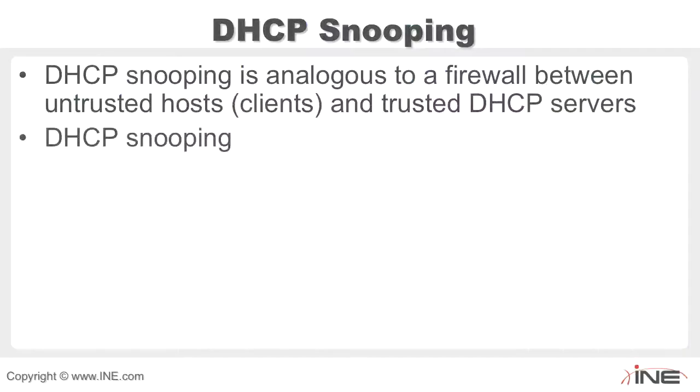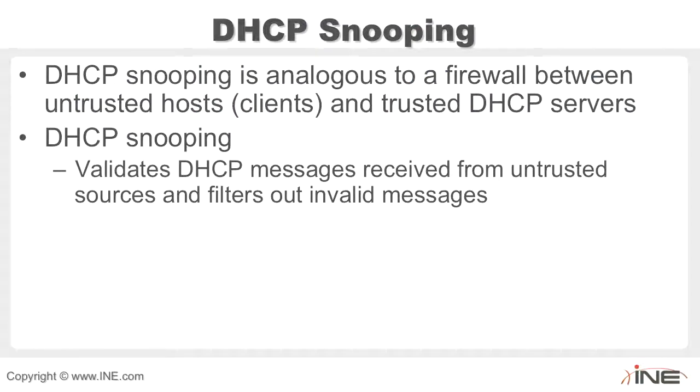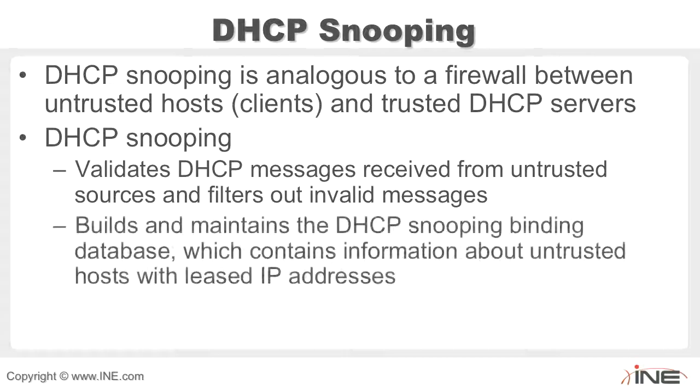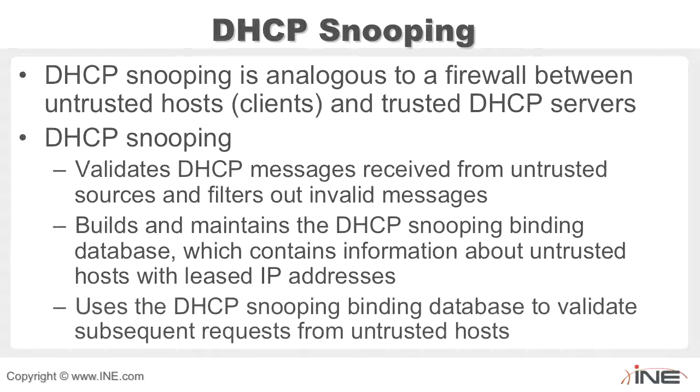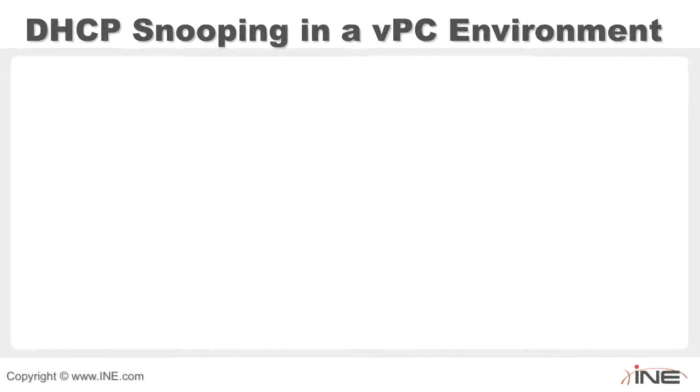DHCP snooping validates DHCP messages received from untrusted sources, and it also filters out invalid requests. It maintains the DHCP snooping binding database, which contains the information about the untrusted hosts or clients that are requesting their leased addresses, and it uses that information to validate subsequent requests from those untrusted hosts or clients.